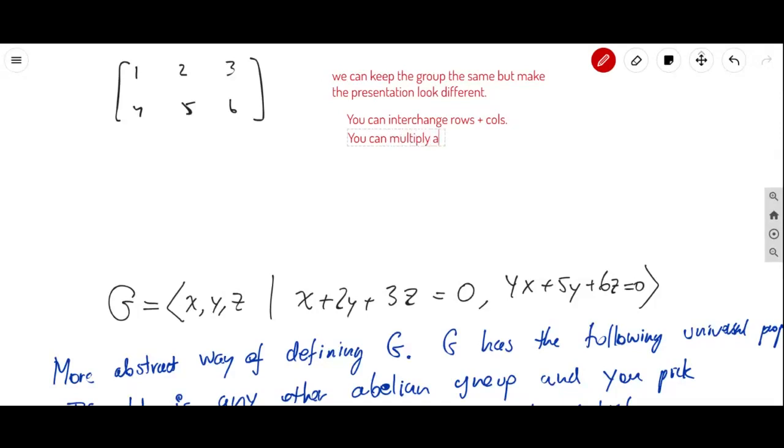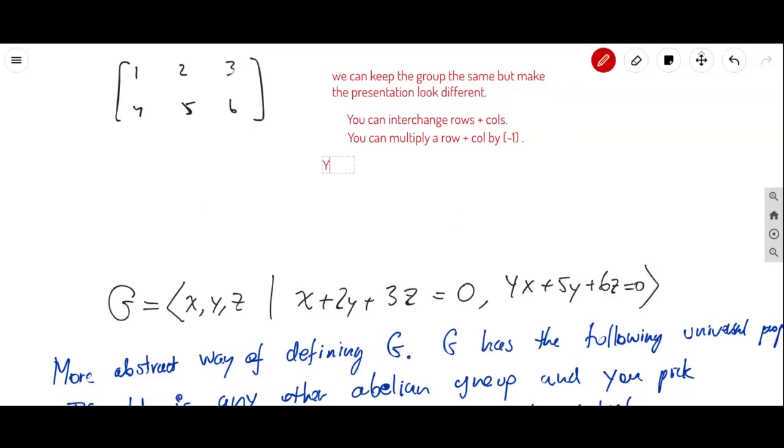You can multiply a row or column by -1 if you want to. You can multiply by -1. But you see, in linear algebra, you're allowed to multiply a row by a non-zero number, whereas here you're not allowed to. So you're not allowed to divide by 2. That would make no sense. So here the only multiplicative operation is multiplication by +1 or -1.